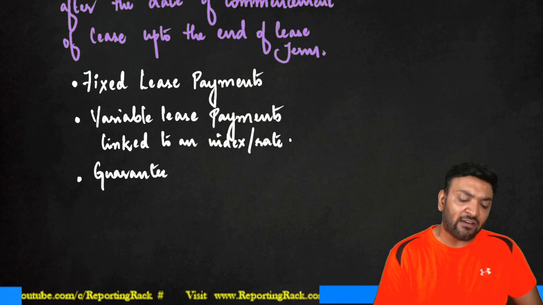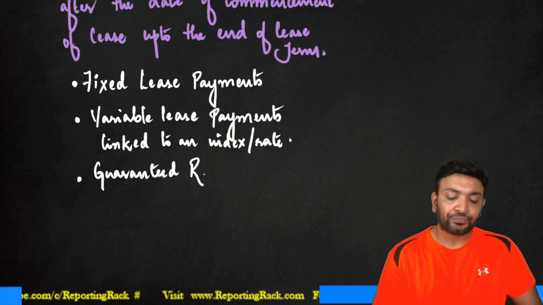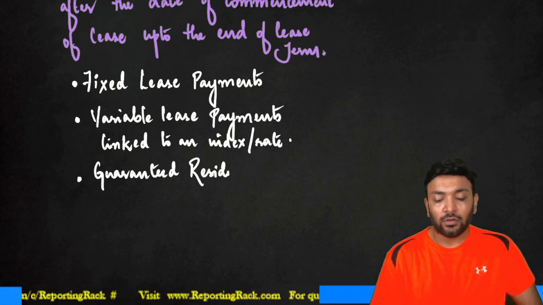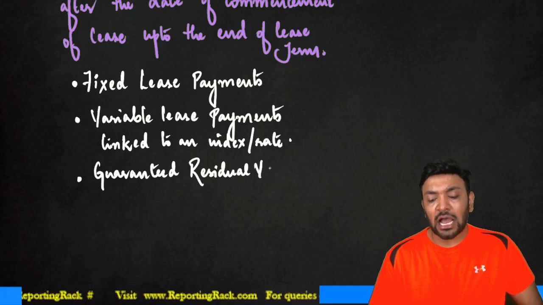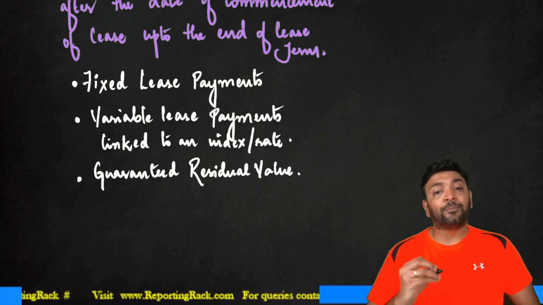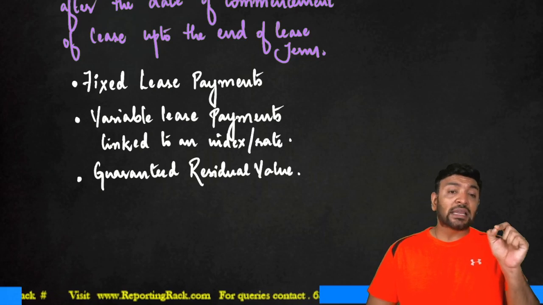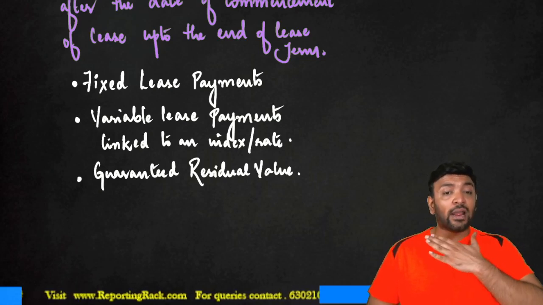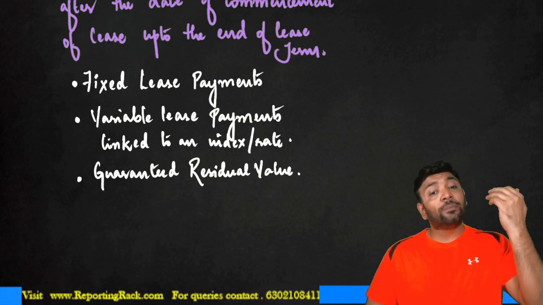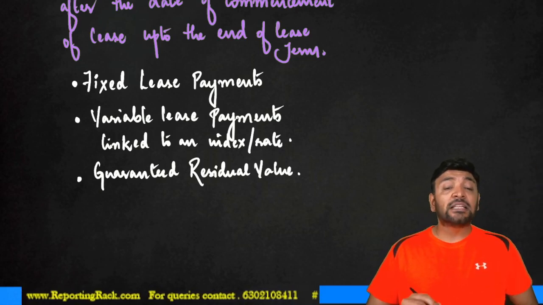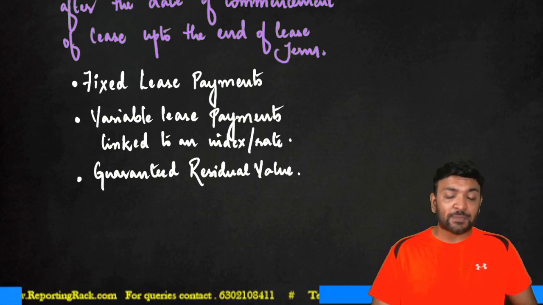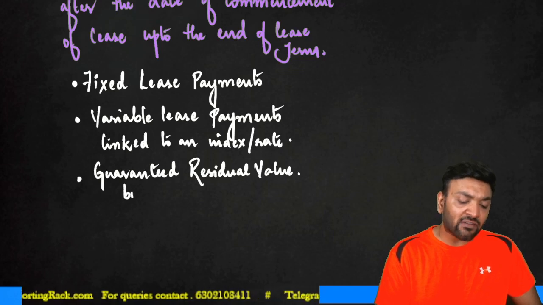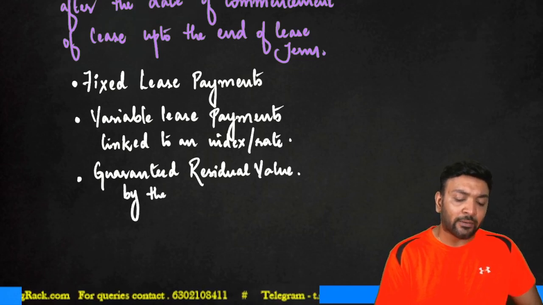Guaranteed residual value. Guys, if you observe, I am accounting in the books of lessee, but the lessor can have a guaranteed residual value either from the lessee or from another third party. Since I am looking only from the lessee's perspective, it is guaranteed residual value by the lessee only.